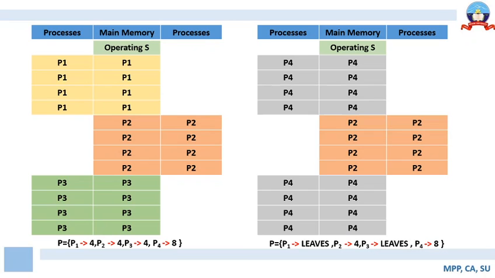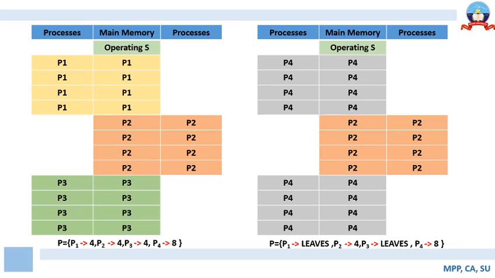But here, since paging does not demand continuous memory allocation, we can allocate discrete chunks of memory to process P4. So here the memory that was initially allocated to P1 and P3 is now being allocated to process P4, which is non-contiguous in nature.